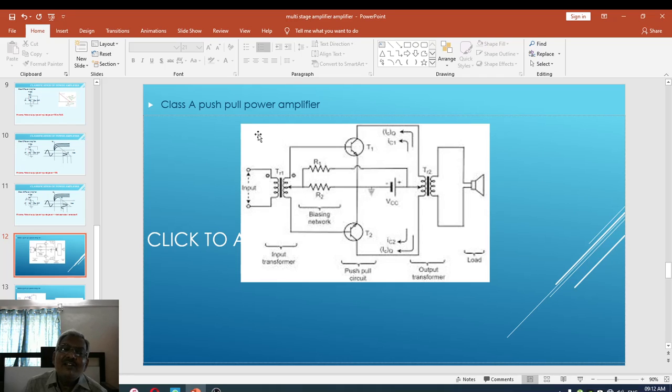This is what we can call the construction of the Class A push-pull power amplifier. Once again friends, try to remember, the Class A power amplifier consists of two transformers, TR1 and TR2. TR1 is the input transformer, TR2 is the output transformer. Both are impedance matching transformers because they have an equal number of turns in the primary and an equal number of turns in the secondary, so as to match the impedance of this circuit with each other. To the primary winding of the input transformer, the input signal to be amplified is given.